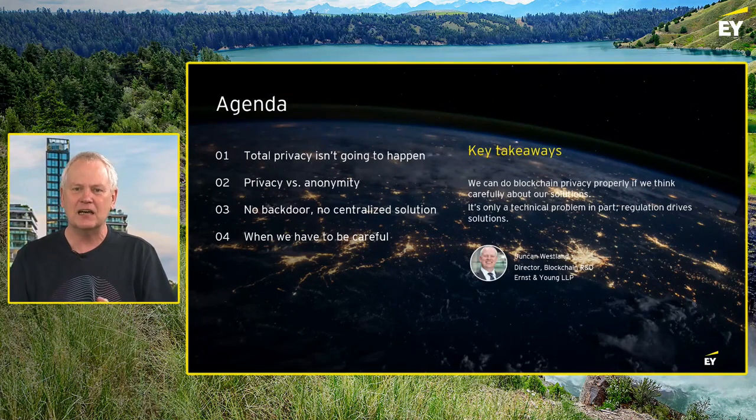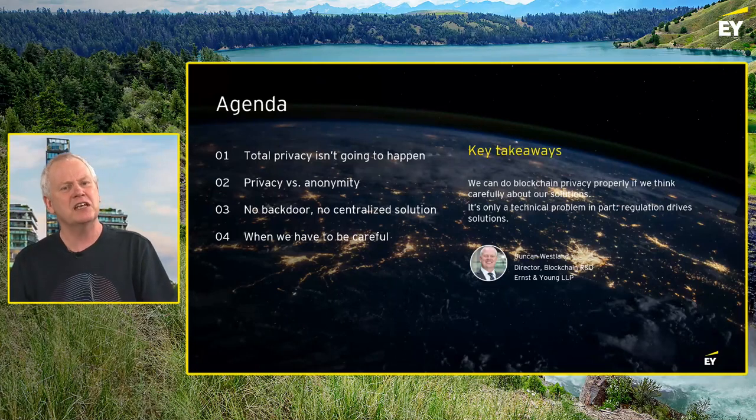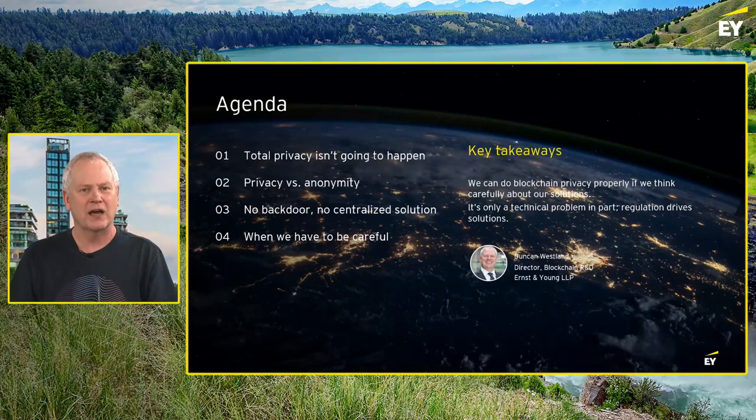And then finally, a section on where we actually have to be careful when we're designing these things. These are things that can go wrong in a big way if we don't get them right. So I want to talk about that. I would say it's perfectly possible to do privacy properly on a blockchain if you think about it carefully, think about your solutions, and you get them right. And the other thing I'd say is none of this is purely a technical problem. Actually, the technical part of the problem was solved some time ago. It's how things interact that's important.